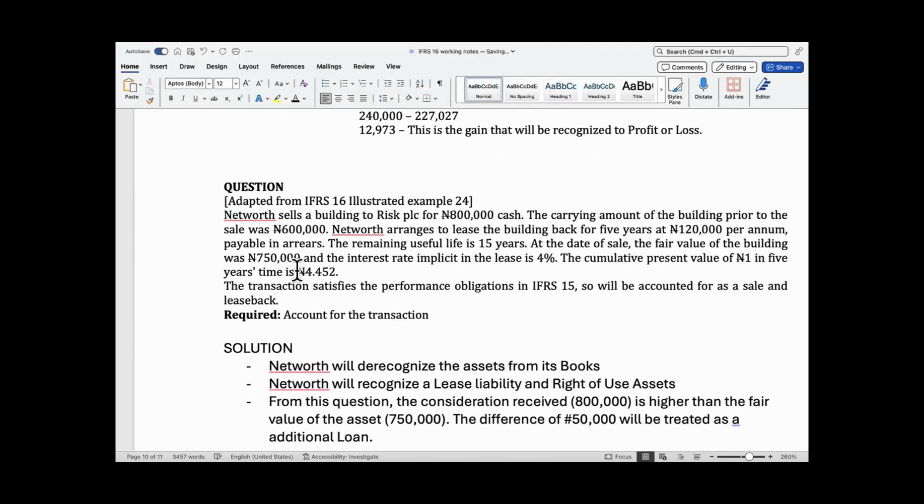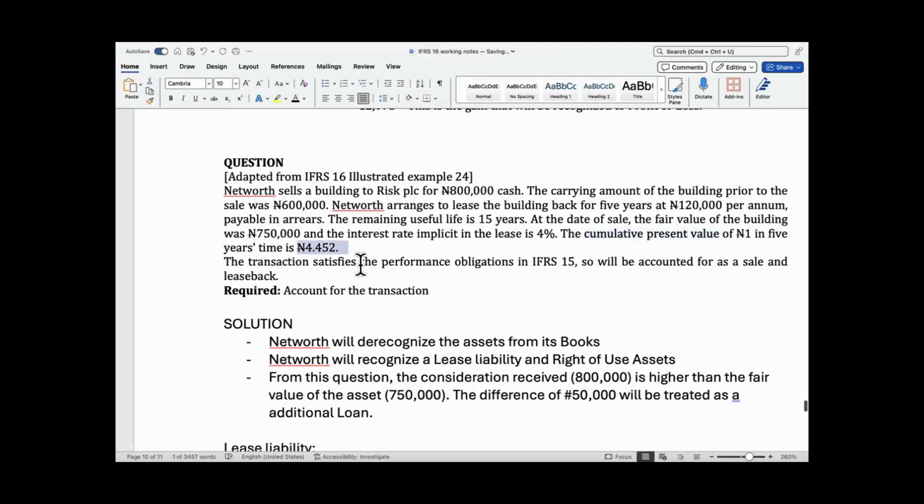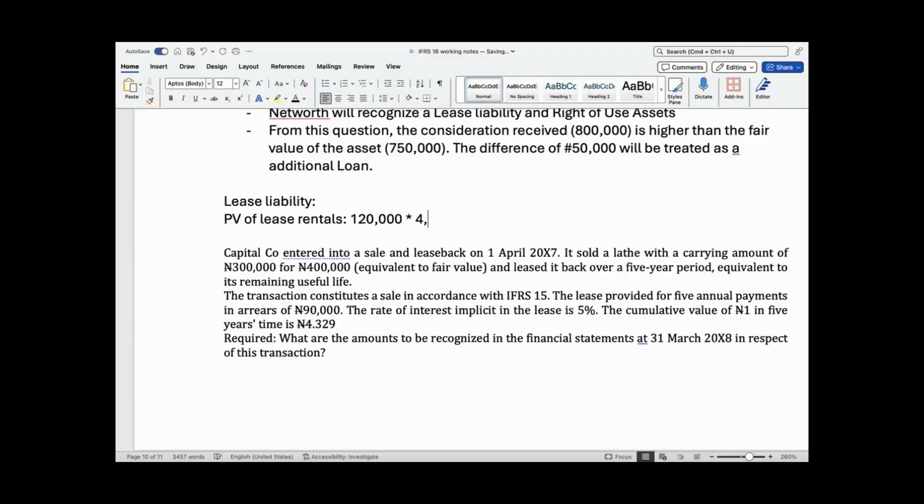You don't need to do any formula. They already gave us the annuity factor of 4.452. A lot of people might not even know that this is the annuity factor, but they have told us that the cumulative PV of 1 per annum in 5 years' time is 4.452. That's the annuity factor. So if you multiply this by 4.452, I do 4.452 times 120,000. That will give me 534,240.